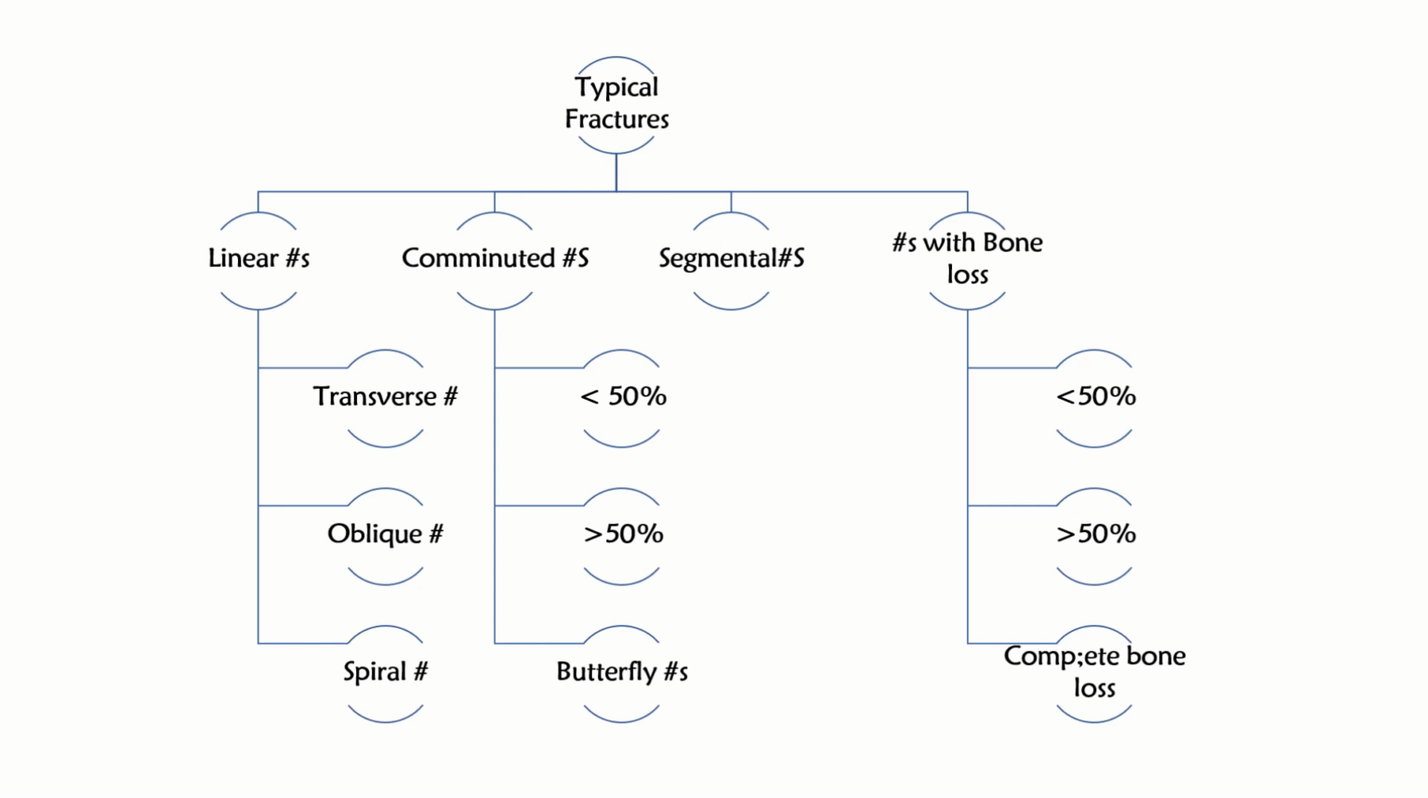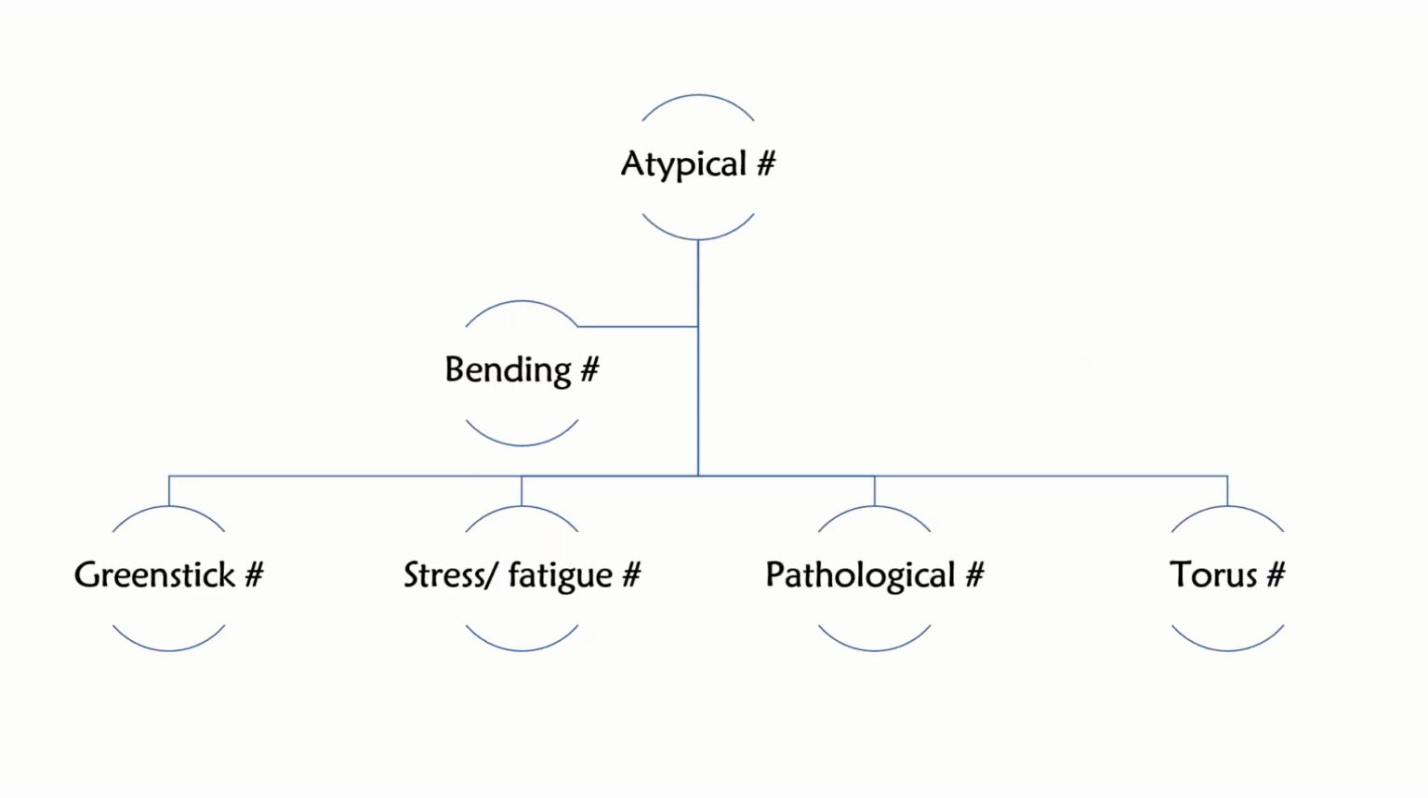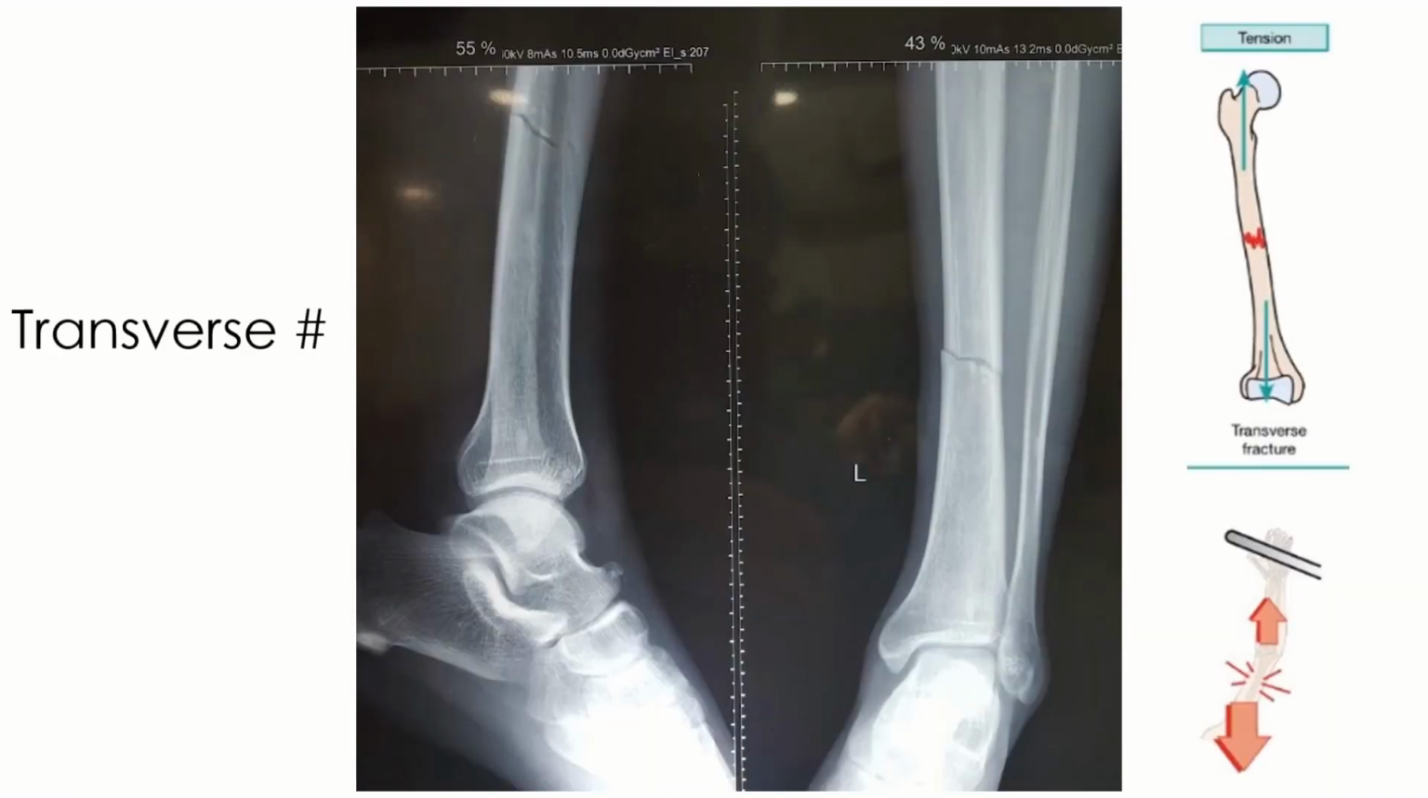Comminuted fractures could also be classified as comminution either less than 50% or more than 50%, and the butterfly fractures are also subclassified as comminuted fractures. Fractures with bone loss could also be classified as less than 50%, more than 50%, or sometimes with complete bone loss. Atypical fractures that we are going to discuss would be bending fractures, greenstick fractures, stress fractures, pathological fractures, and torus fractures. So we start our first X-ray with a transverse fracture.